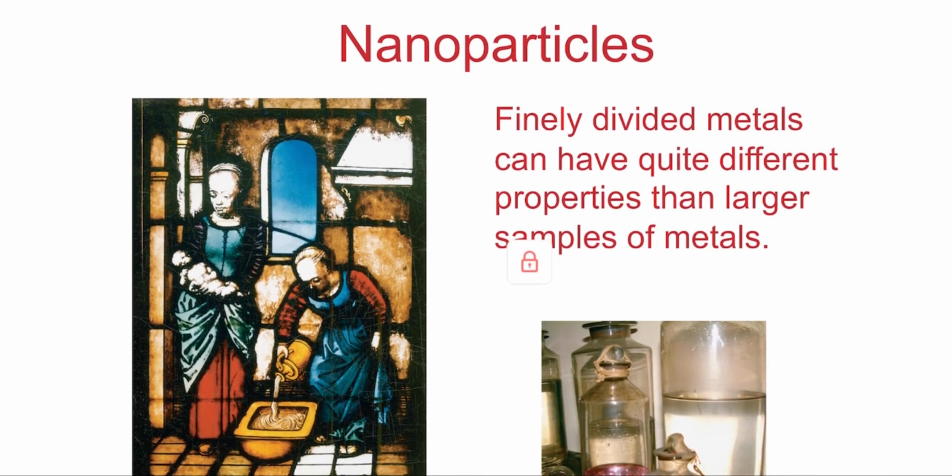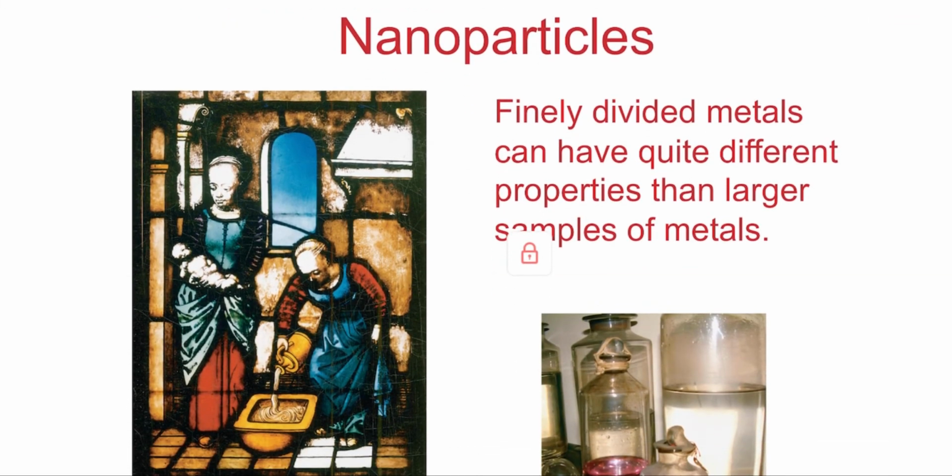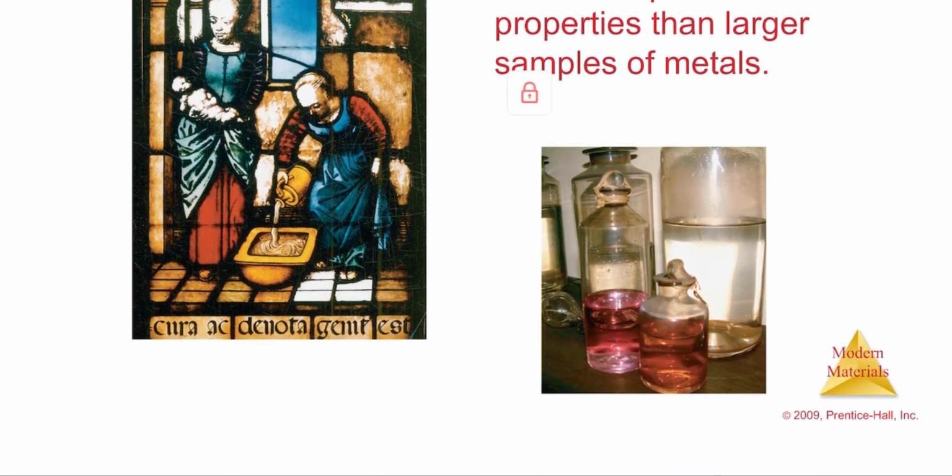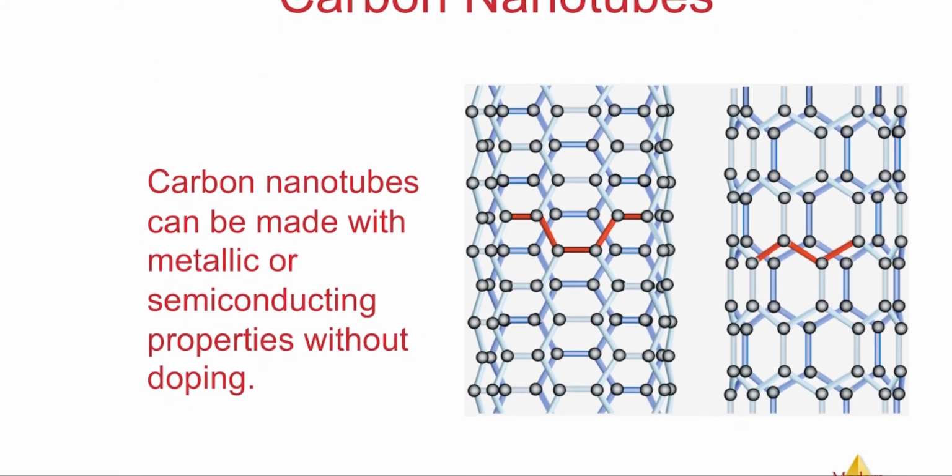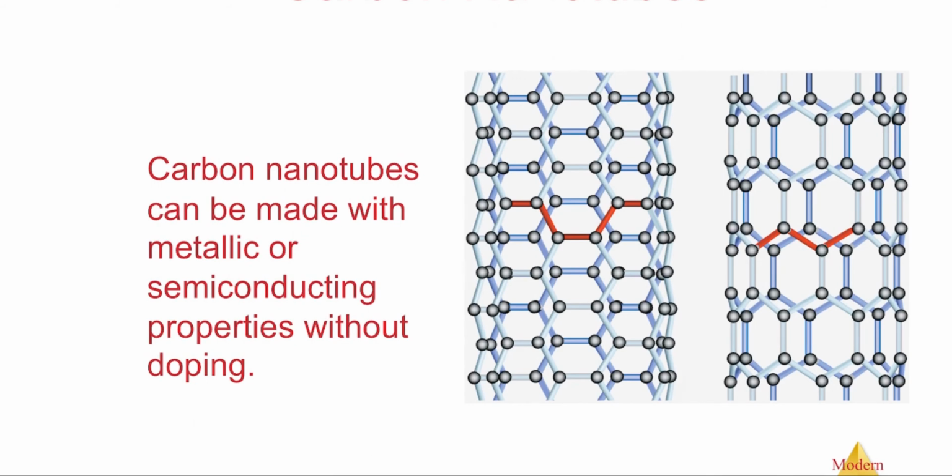All right, and then finely divided metals can have different properties than larger samples of metals. So a metal, say, that's in a pigment in the window on the left, can be a different color when it is small. So the smaller you get, the more differences you can see, in this case color, and other properties as well.